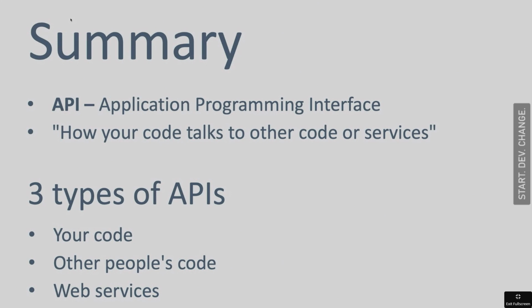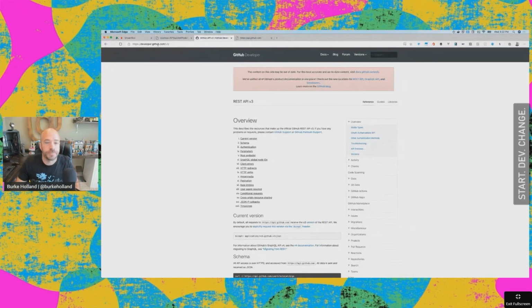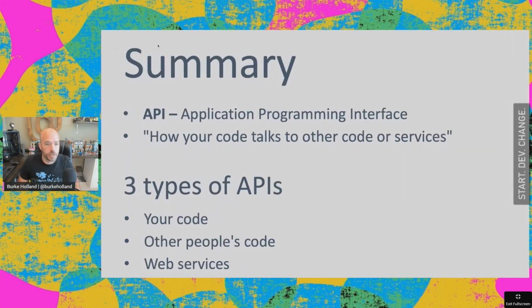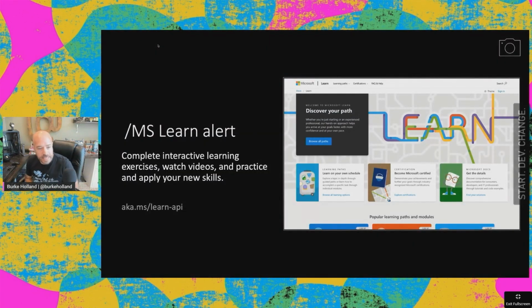Now, because I love you all so very much, I've created a Learn module where you can do this. So if you go to aka.ms/learn-API, give everybody a few minutes to go to that URL, you will get a Learn module that teaches you how to create that API that you just saw, and how to consume it with a web page using Vue. That's my personal fave, but I'm not going to judge. There's no wrong way to do it, and you can build your own application that consumes a web API.